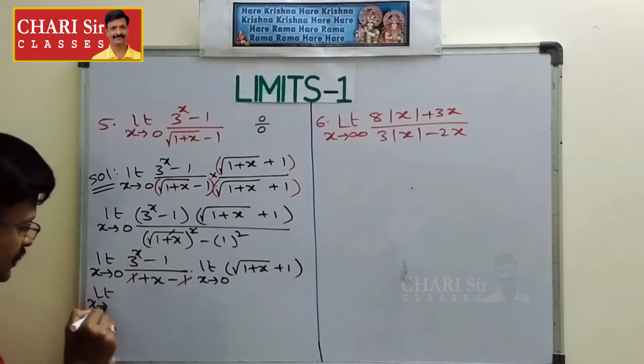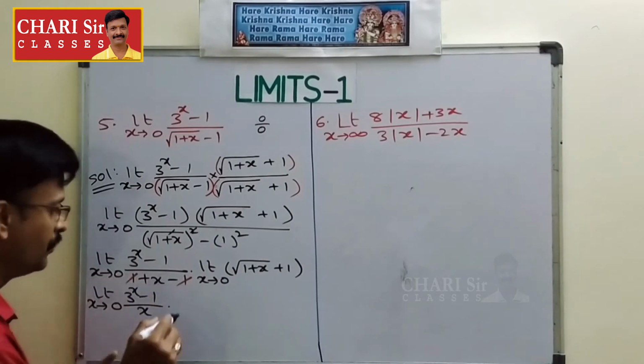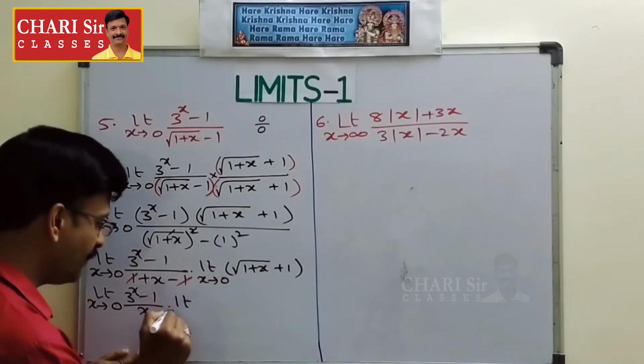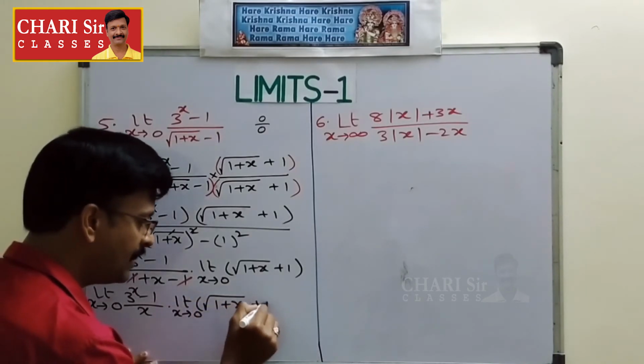Limit x tends to 0, (3 to the power of x minus 1) by x into, here the limit you can apply. Otherwise, together we will apply it. We will write it as it is here: root of 1 plus x plus 1.